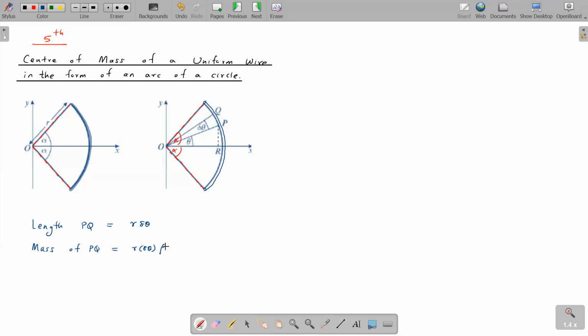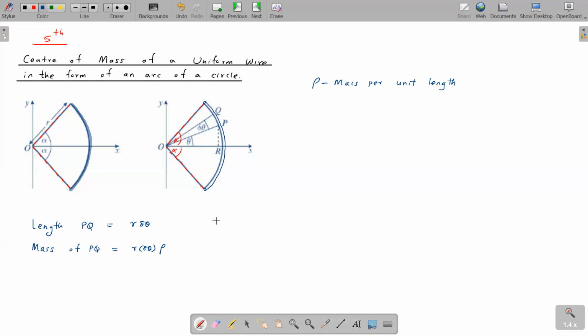So in this case, rho is going to be what? Rho is going to be mass per unit length, not mass per unit area. In this case, rho is mass per unit length because we are working with length now, not with area. All right, guys. So these are some important things. So mass of PQ is R delta theta, that is the length of the arc, multiplied by rho, that gives you the mass. All right, guys.